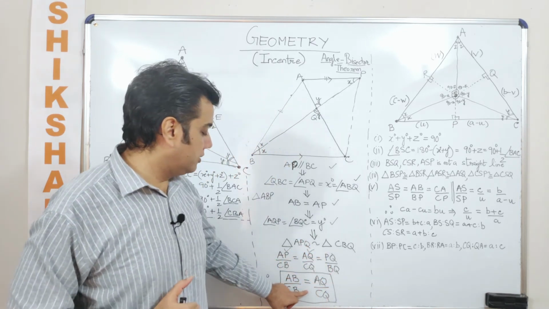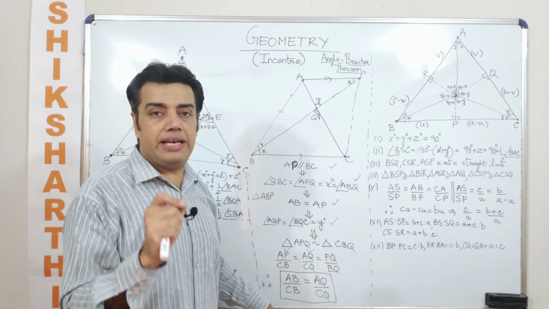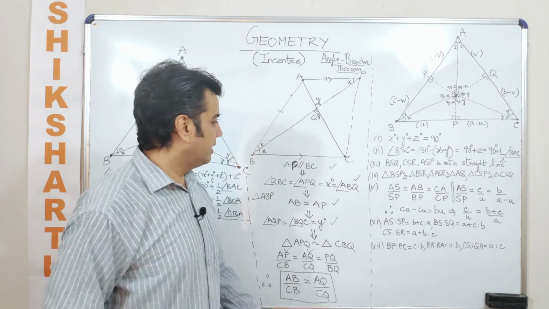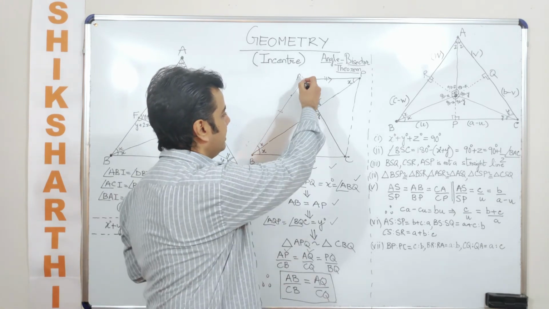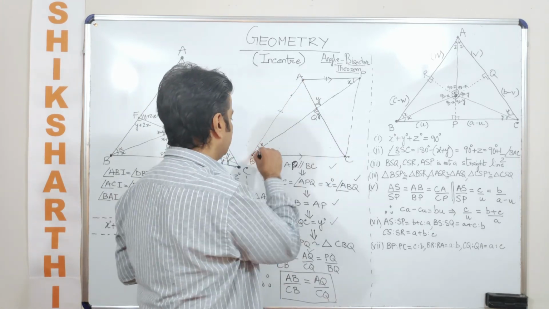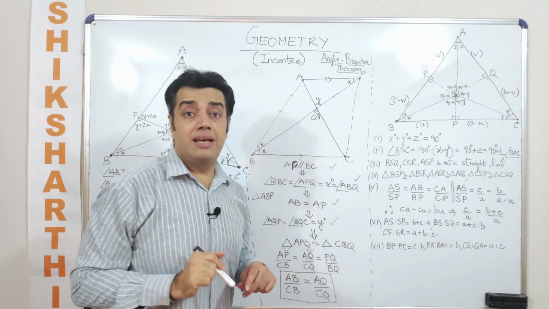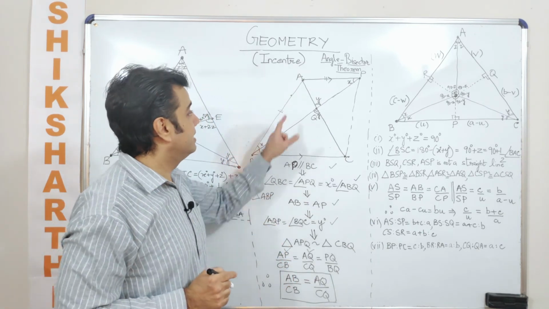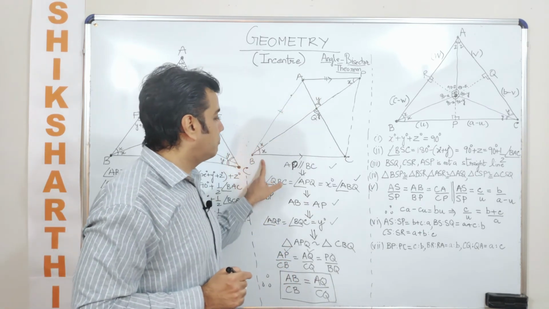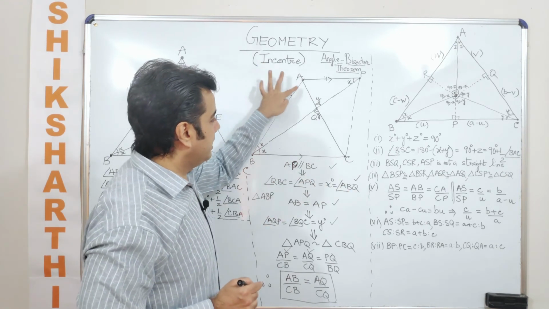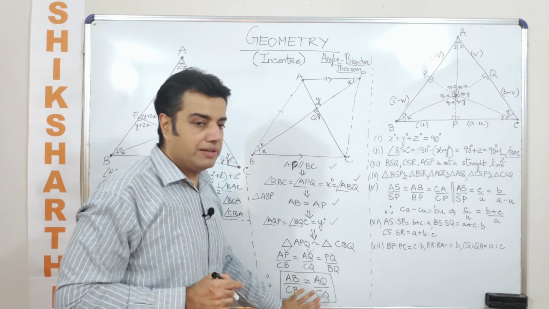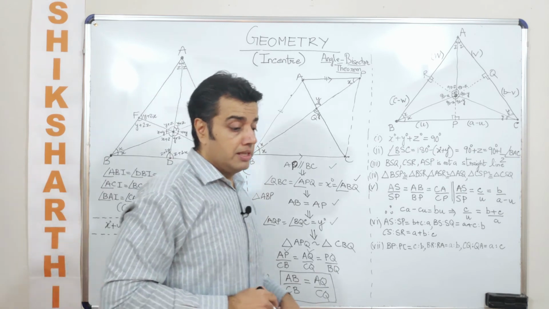So because of which now we get the interior angle bisector theorem, and the interior angle bisector theorem says if this is a triangle such that angle B is being bisected, we can say that AB upon BC is equal to AQ upon CQ, and we have already proved this.